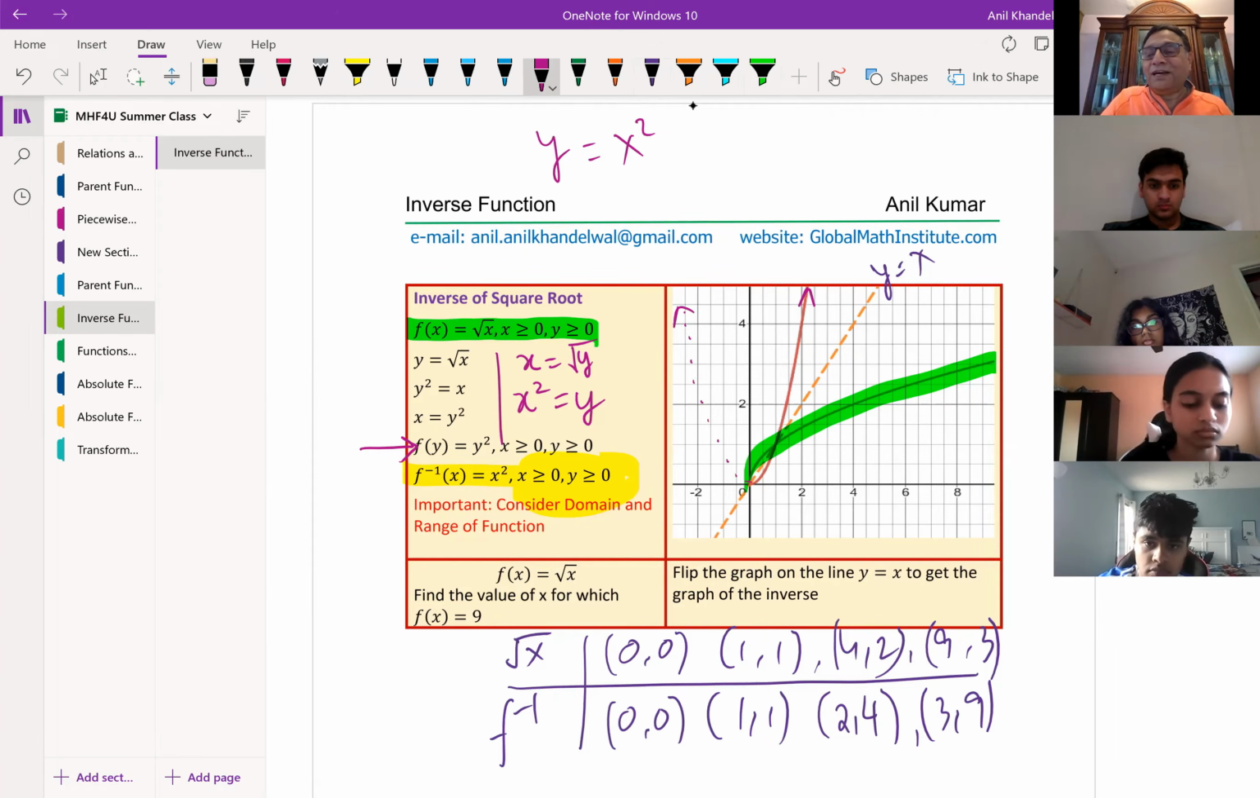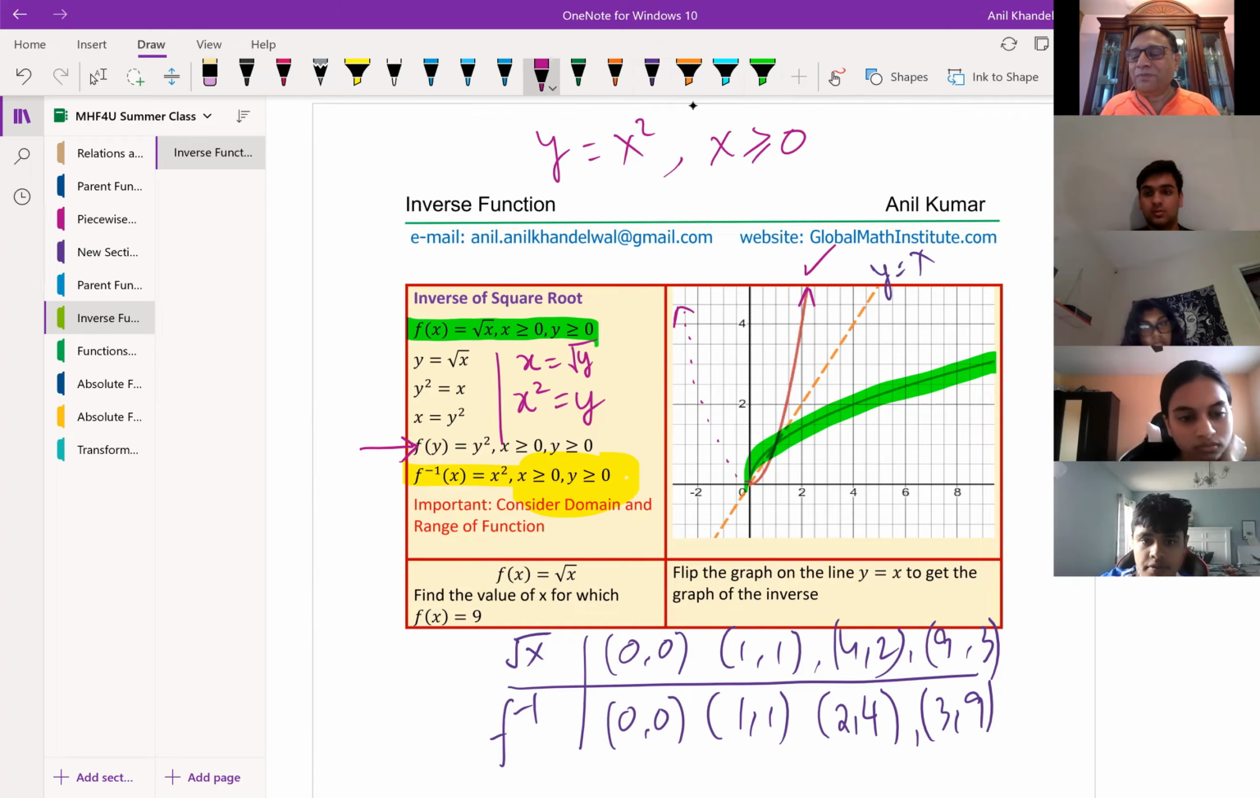But that is not the inverse function of square root x. Only this is the right answer. So you have to write the condition that x is greater than equal to 0. Only the right side. Is that clear to you? If you do not write this part, then your answer will be wrong, because that means you are giving the whole parabola as the inverse of this square root function.